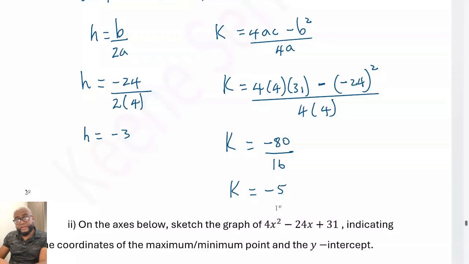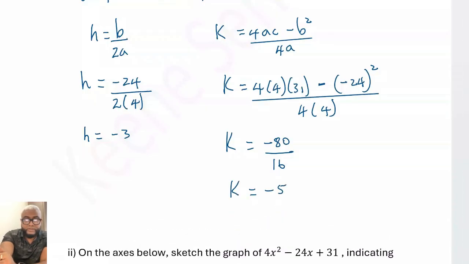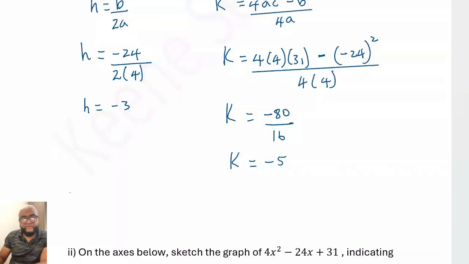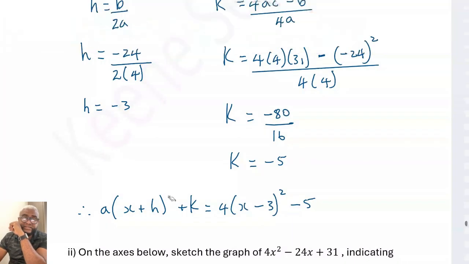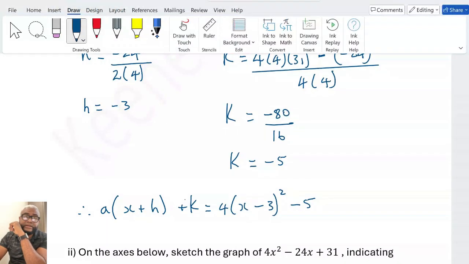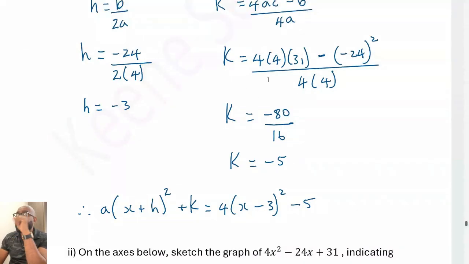So therefore, I can proceed to put: a open bracket x plus h squared plus k is equal to, what is a again? 4 open brackets x. Well, h is negative 3, so it'll be minus 3 squared, minus, because k is minus 5, so let's put minus 5. So I completed the square. Everybody good here? Write it down if you don't have it, please.